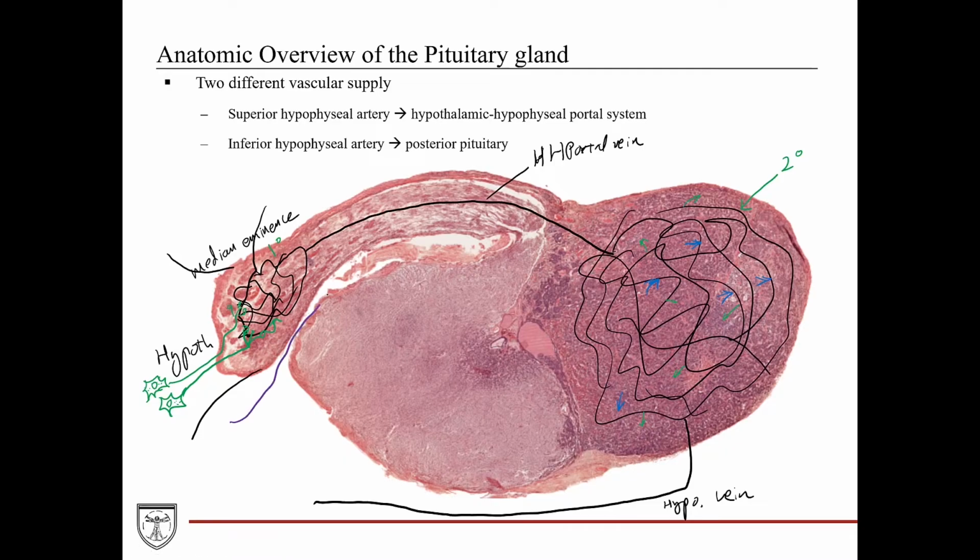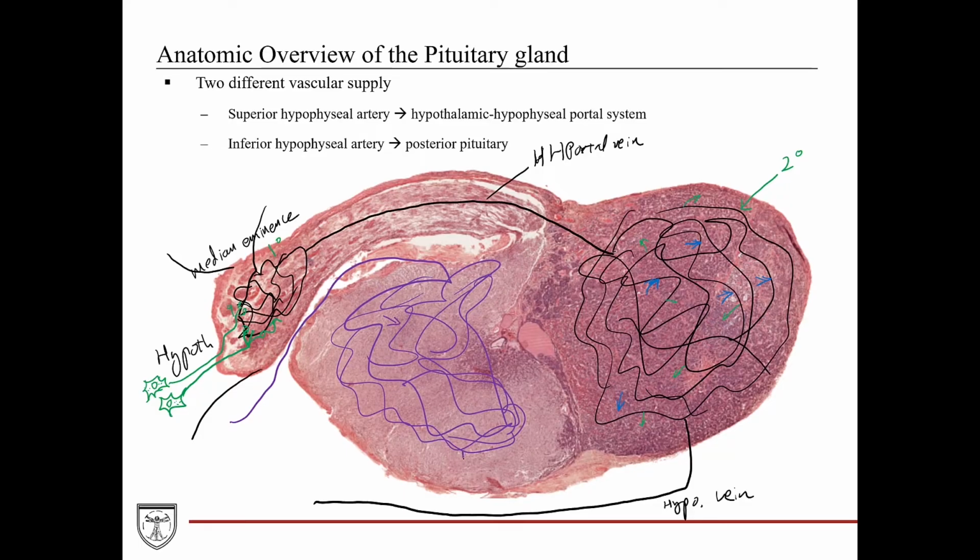It primarily comes in and branches out into fenestrated capillaries within the posterior hypophysis or the neurohypophysis, picking up any hormones that are released from the posterior pituitary and carrying them out and draining into the hypophyseal vein. And although there are some anastomoses between the superior and inferior hypophyseal arteries, for the most part, it's quite remarkable to think that the anterior and posterior pituitary have relatively independent vascular supply.